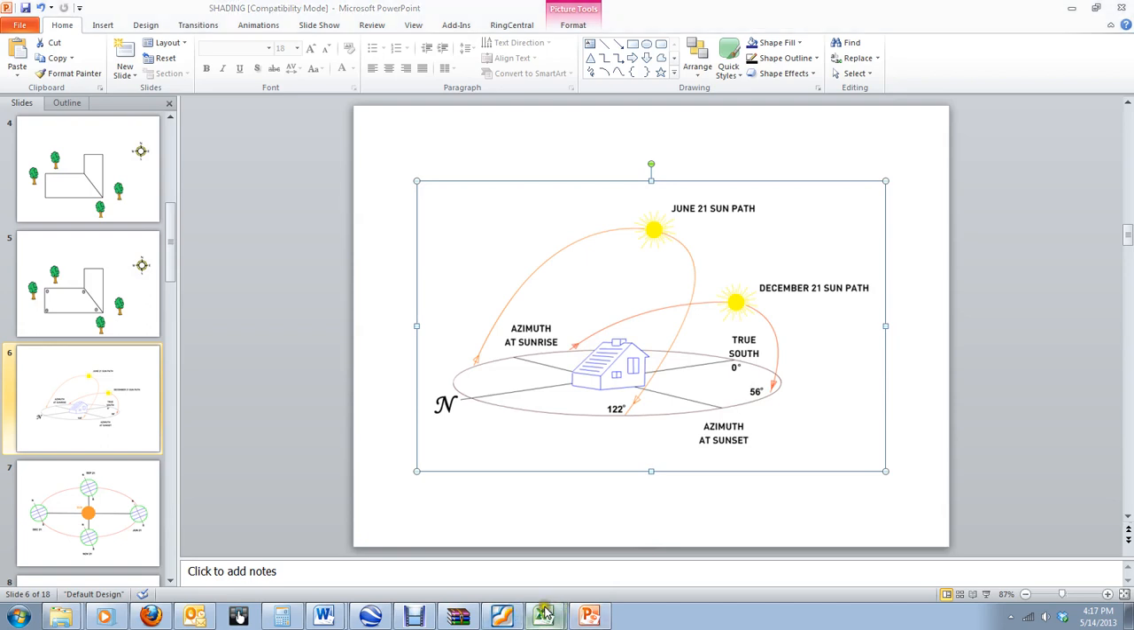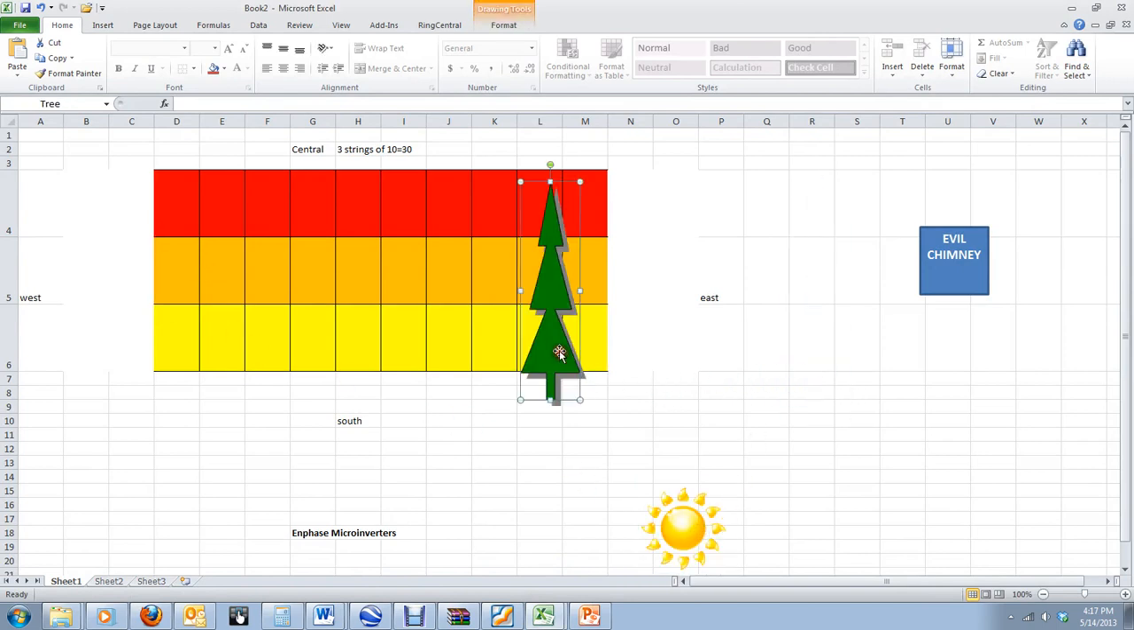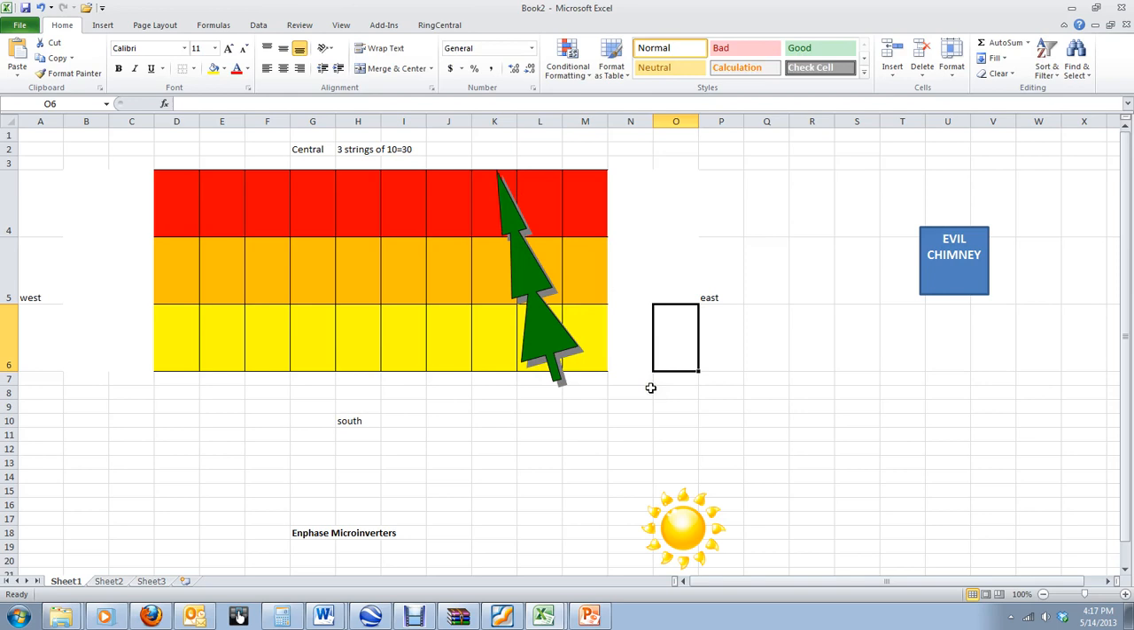So let's go back to our Excel spreadsheet, and we'll look at this again. The sun's here, and it's 12 noon in the afternoon. This tree is causing a shadow across this entire solar array. An array is all the modules put together. A module is one module. This is a solar array. This is one module. This is a string of modules. This is a central inverter.